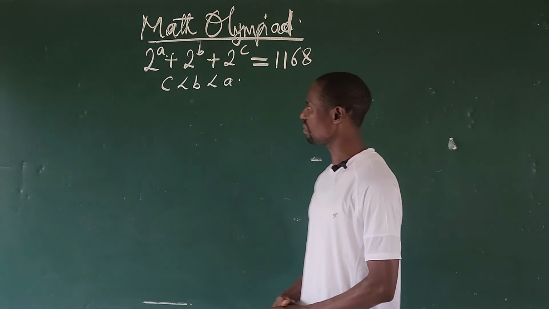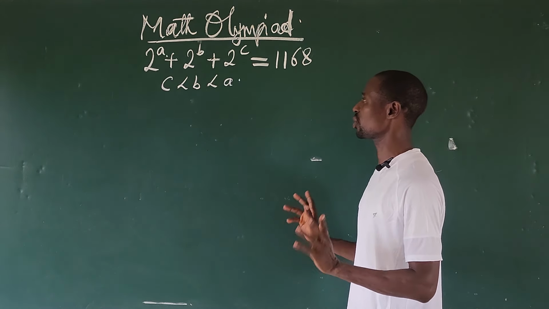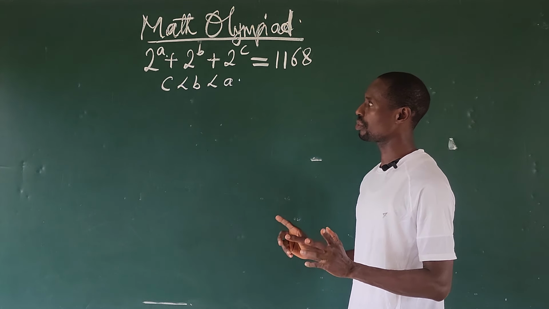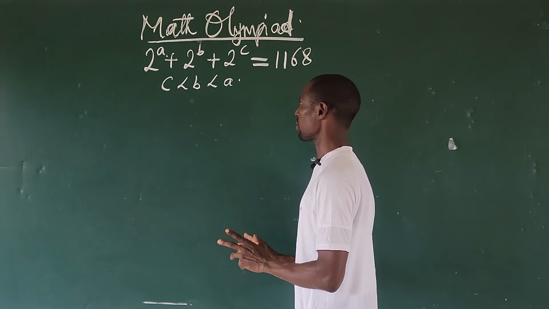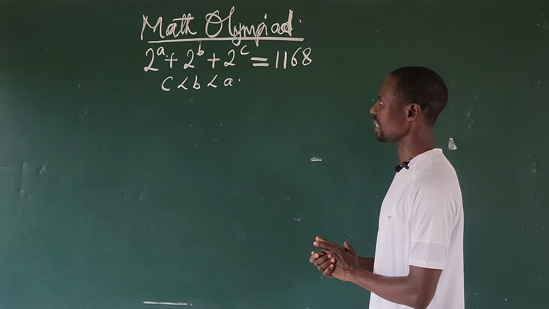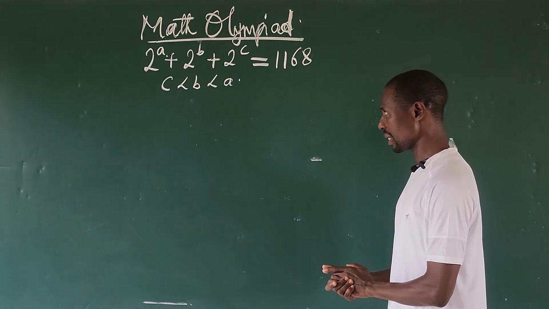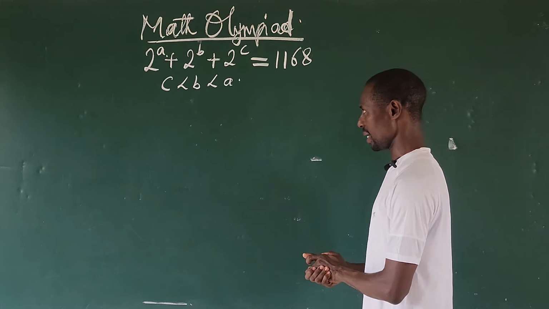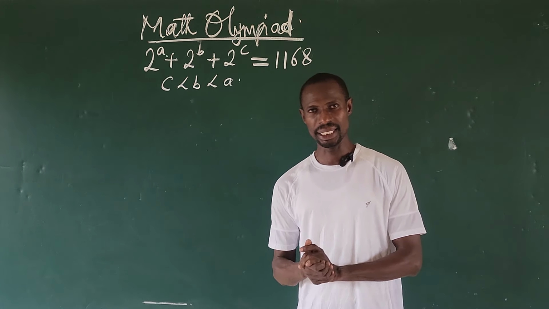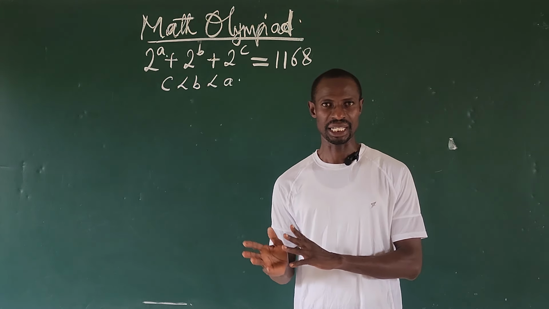Today we have this math Olympiad challenge before us here. The question is 2 to the power of A plus 2 to the power of B plus 2 to the power of C equal to 1168. And the condition given is C is less than B, B is less than A. In other words, A is greater than B and B is greater than C.